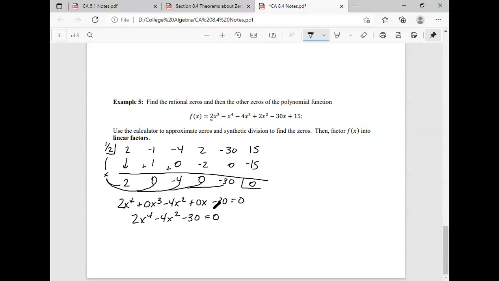From there, I know the whole goal here is to find the rational zeros and then the other zeros. So I have 5 zeros. We've got an x to the 5th. So I already know that one of my zeros is 1/2. I found that by doing the polyroot finder. When I get here, I'm going to go, man, this is a whole lot like a quadratic, except it's an x to the 4th and an x squared instead of an x squared and an x.